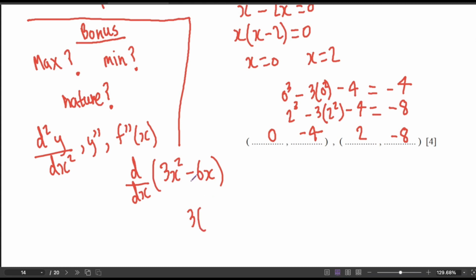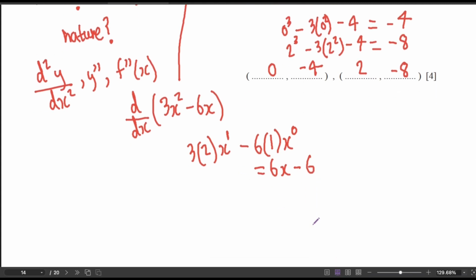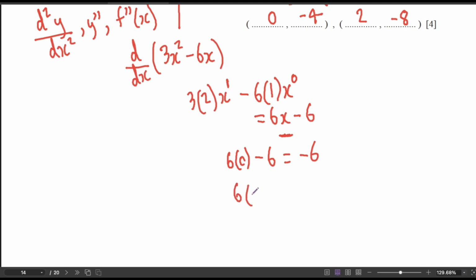So we do 3 times the power 2 right here times x to the power 2 minus 1, which is 1, minus 6 times 1, which is the power here, times x to the power 1 minus 1, which is 0. And you're left with 6x minus 6. And now what we do is we put our x coordinate back into the x over here. So now we have 6 times 0 minus 6, which is obviously negative 6. And then we have 6 times 2 minus 6, which is positive 6.